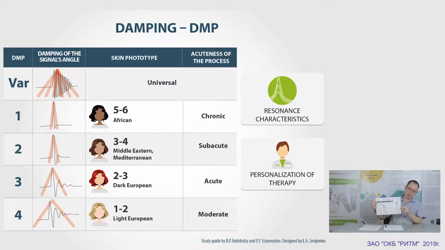There is also a varying damping mode, where damping is changed from switched off to 4 cyclically. That mode is intended to enhance the body's responsive reactions and usually used in systemic therapy in combination with frequency modulation.